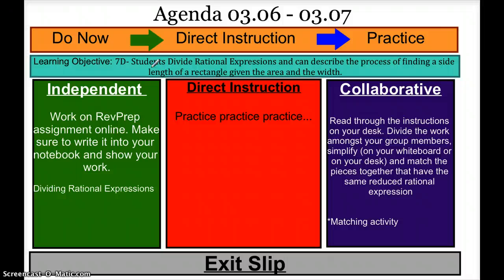Okay. Collaborative group, there's an assignment on your desk. Instructions are there. Cards are there. Reduce, match them. Okay. Independent work, your rev prep, dividing rational expressions should be available for you now. And direct instruction, we'll do some practice on the back. Answer any questions. We'll do this in terms of perimeter as well. Whiteboard or your iPad at awwapp.com.